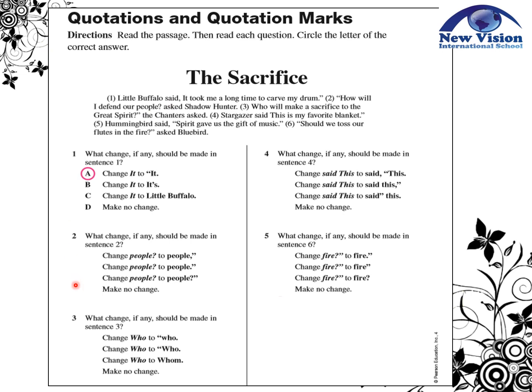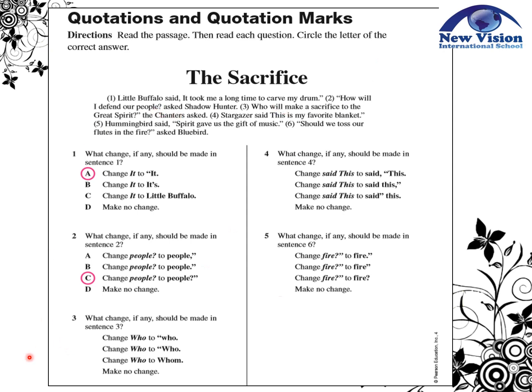Number 2. What change, if any, should be made in sentence 2? Sentence 2. How will I defend our people? Asked Shadow Hunter. A, B, C, change "people" with different punctuation, or D. Make no change. The correct answer is letter C. People, and then close quotation mark here in this sentence.